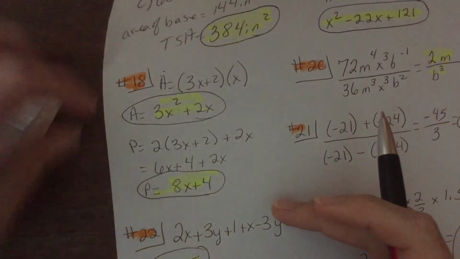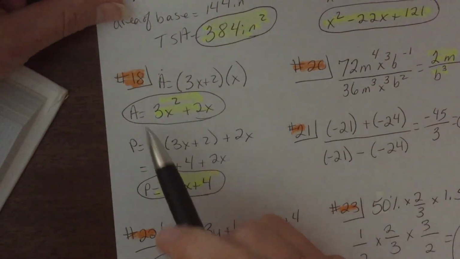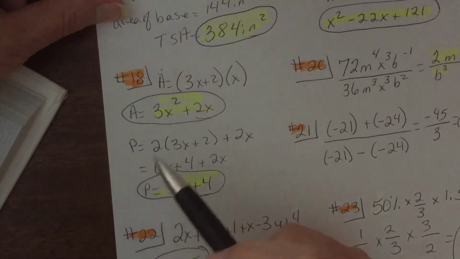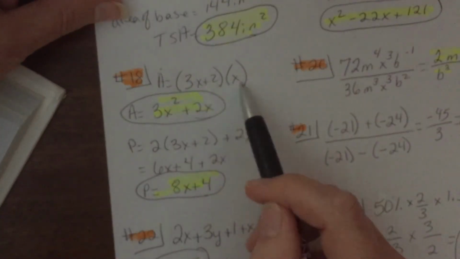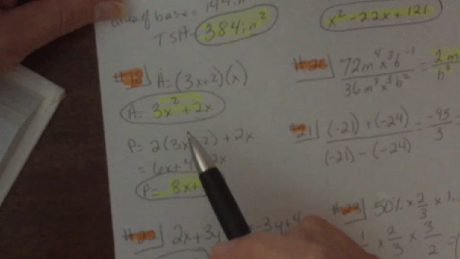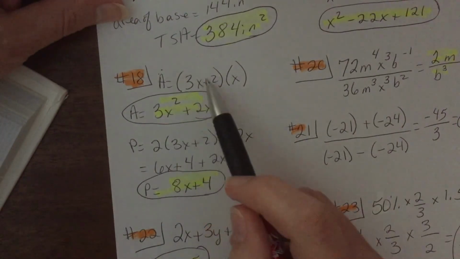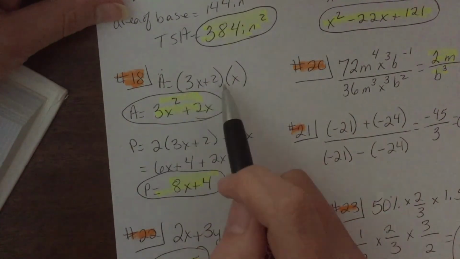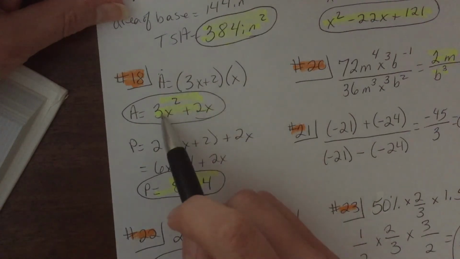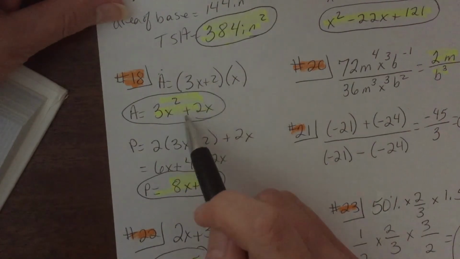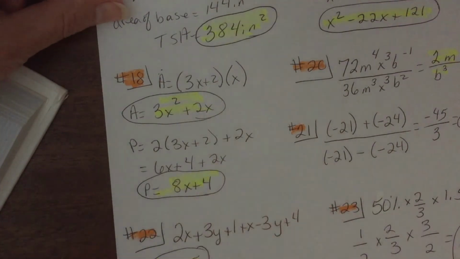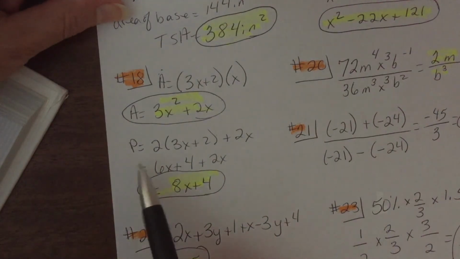Number 18, they ask us to find the area and perimeter of a rectangle with these measurements, length and width. So I did base times height, or length times width, and 3x times x is 3x squared, positive 2 times x is positive 2x. So the area is 3x squared plus 2x.